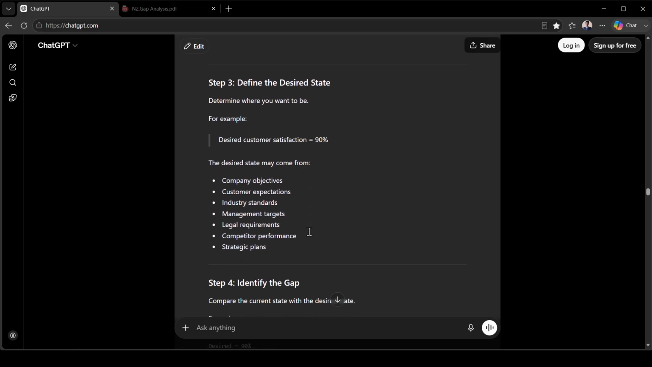Then step 3: define the desired state. Determine where you want to be. For example, desired customer satisfaction 90%. The desired state may come from company objectives, customer expectations, industry standards, management targets, legal requirements, competitor performance, or a strategic plan.